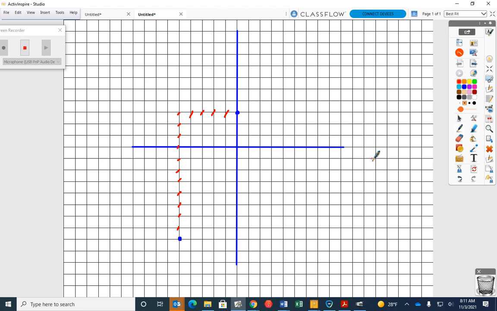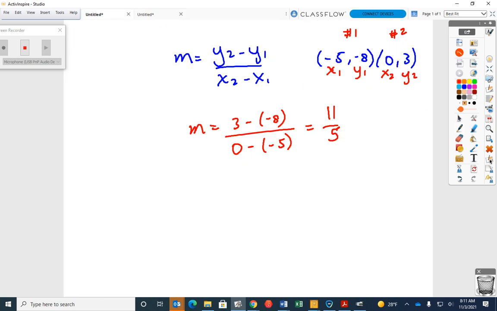I'm going to give you 2 points, and I want you to find the slope between these 2 points. Negative 5, 2, and 11, negative 3. Find the slope of those 2 points.